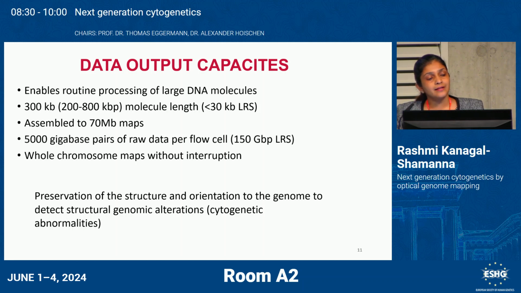So this slide highlights the amount of data generated by a typical OGM run. The technology of OGM allows routine processing of these large DNA molecules. As I already mentioned, about 300 kilobase pairs, ranging between 200 to 800 kilobase pairs, in comparison to long-read sequencing, which is about 10 to 30 kilobase pairs. These are assembled into almost 70 megabase pair maps, overall generating about 5,000 gigabase pairs of data per flow cell. And that allows the mapping of entire chromosomes at a very high resolution.